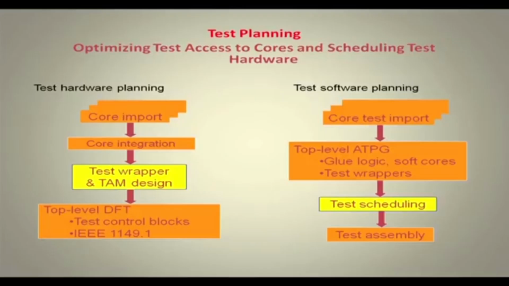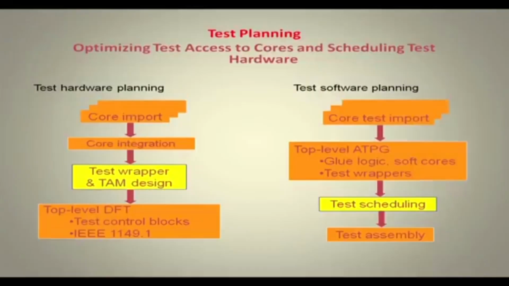So, that TAM design has to be done, and after that we have this top level DFT. That will have these test control blocks, IEEE 1149.1. So, they are to be integrated. Okay. So, you see that it starts much earlier in the manufacturing process. After the cores have been imported and integrated into the design, we know what the cores are, what their test requirements are and all that, and immediately we have to start the other operations, that is wrapper design, TAM design, etc.